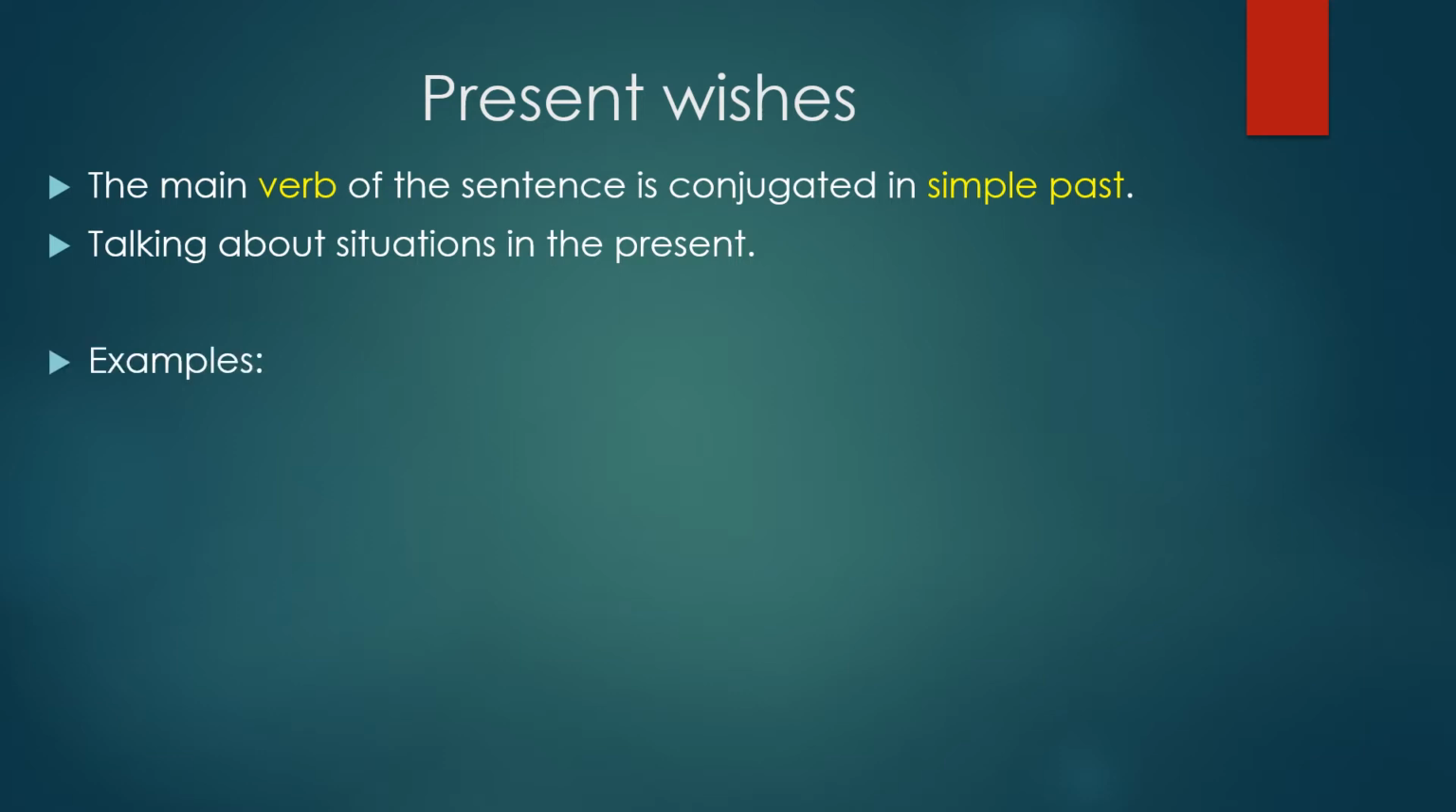Okay, so here are some examples. I wish I were rich, but I know now I'm not rich. So maybe in the future, who knows? But now I wish I were rich. So notice that we're not saying I wish I was, but I wish I were. So normally we need to avoid using was when talking about wishes.